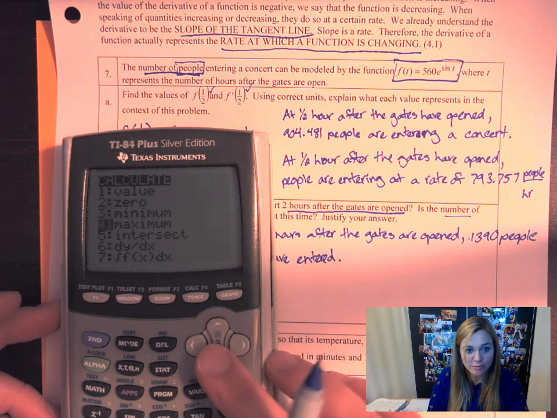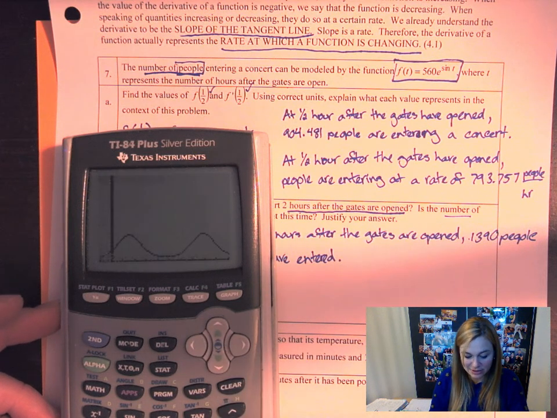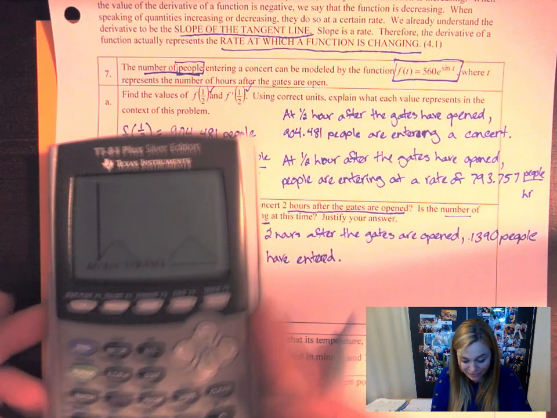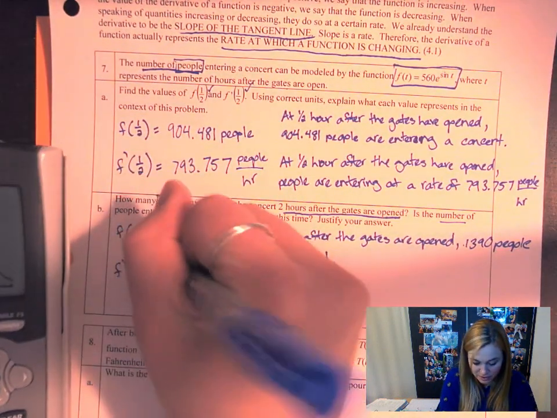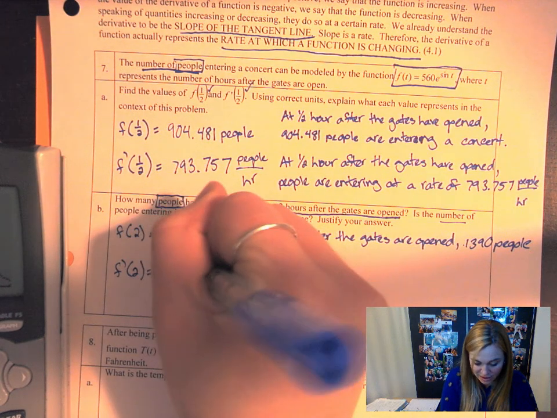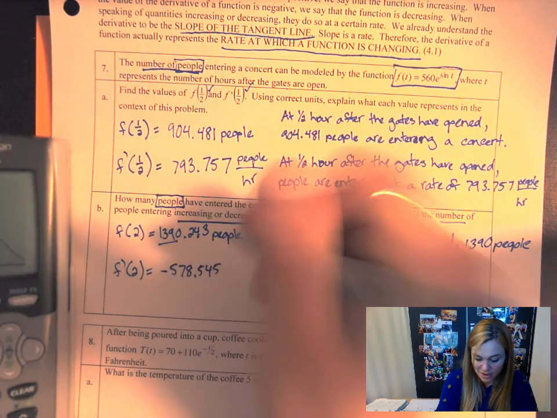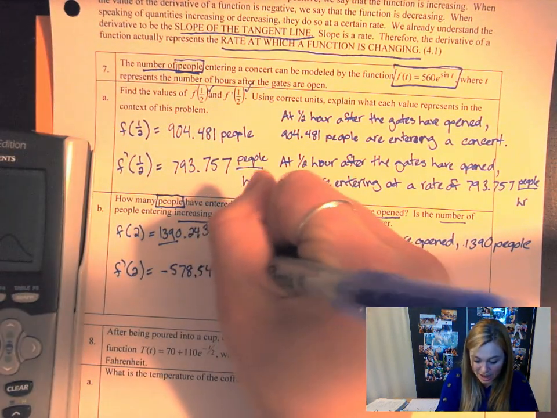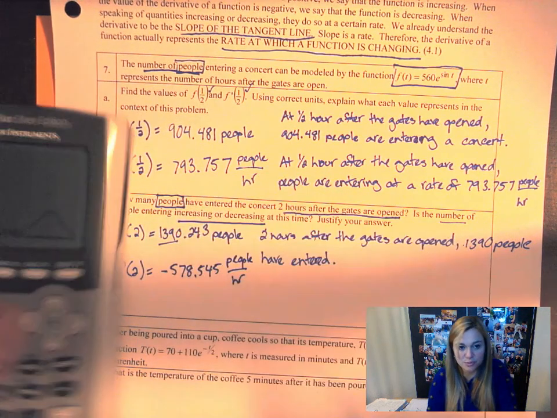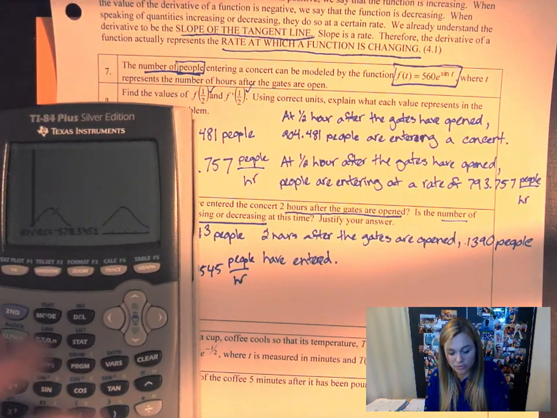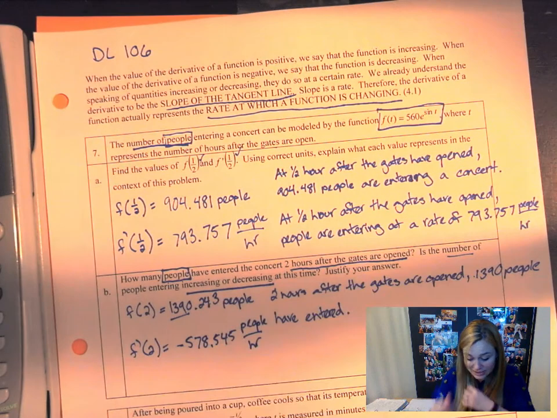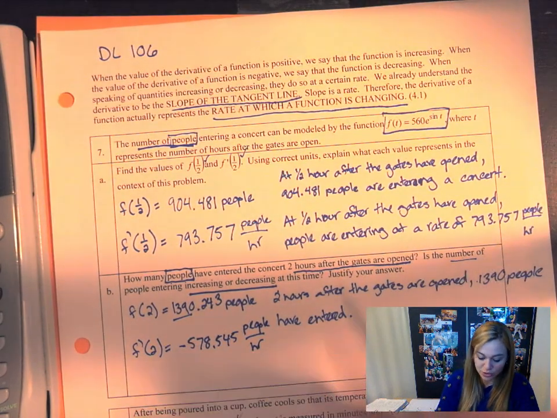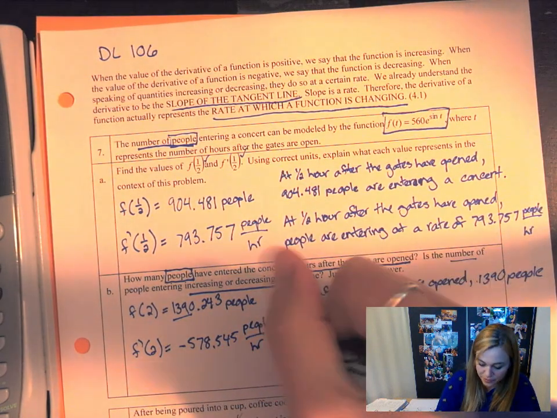So I'm going to say f prime of x, which is dy dx, and I'm going to say at 2, and I can see the derivative is negative 578.545. And again, this was people per hour. I found this from here. Not sure if you could see it. There you go. And then I'm going to say, is the number increasing or decreasing?